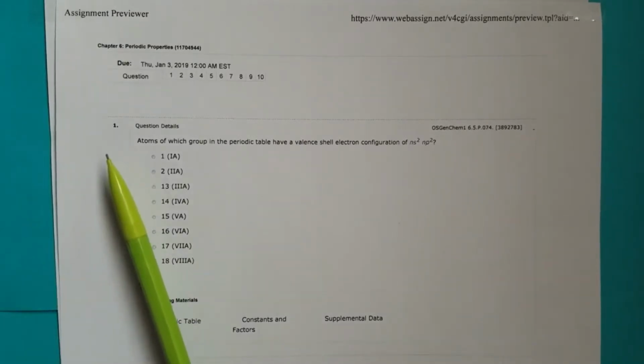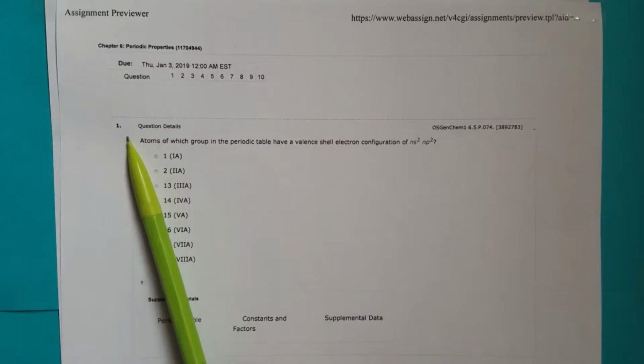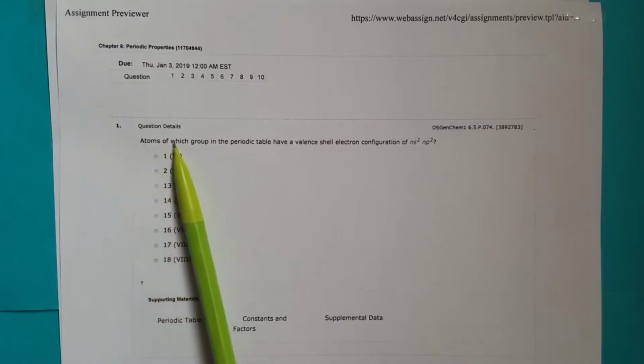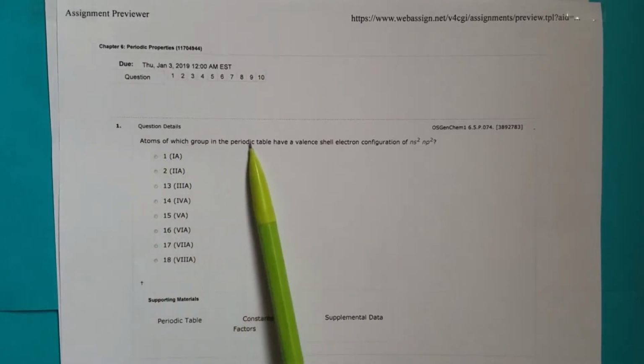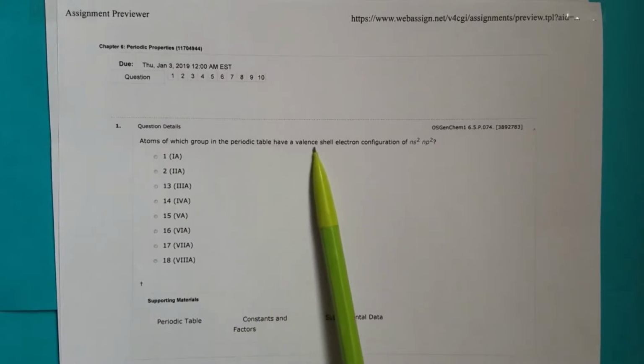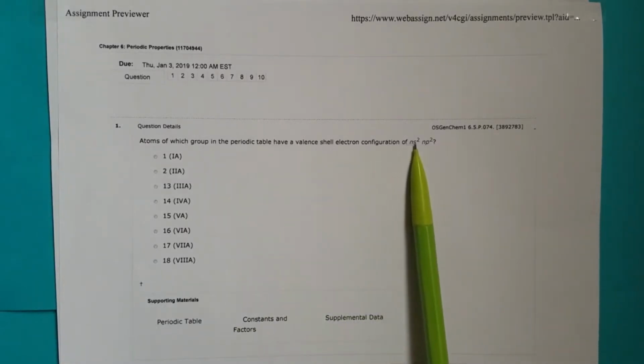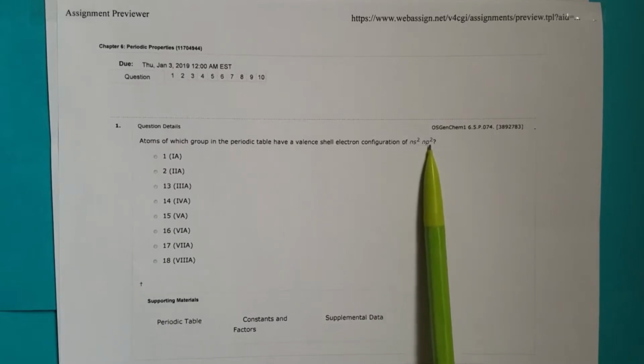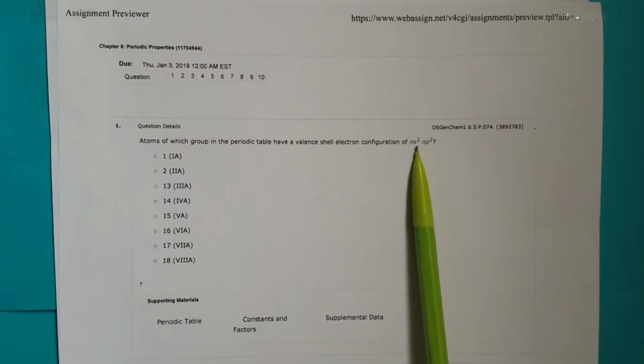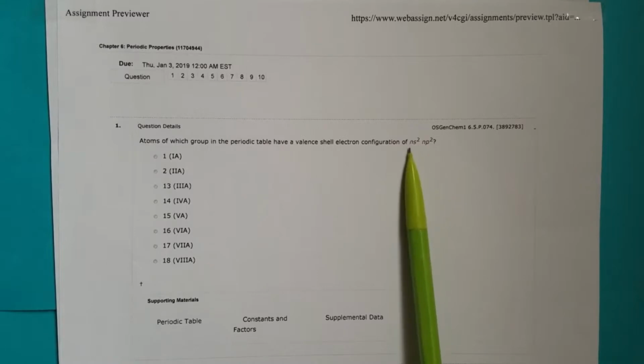This is Chapter 6, Periodic Properties, Homework Problem Number 1. Elements of which group in the periodic table have a valence shell electron configuration of ns2 np2? n means the principal quantum number.